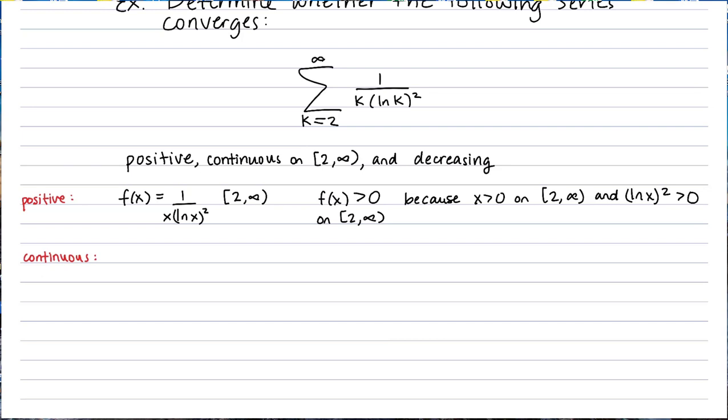So when we check for continuity, what are we looking at? We need to see that we won't have any sort of issue for this particular function. It is a ratio, so what we need to verify is that the denominator will be non-zero. So on 2 to infinity, does x (ln x) squared equal 0? This can only happen if x equals 0 or ln x equals 0, which only happens at x equals 1. So on 2 to infinity, which doesn't include 0 or 1, f of x is continuous.